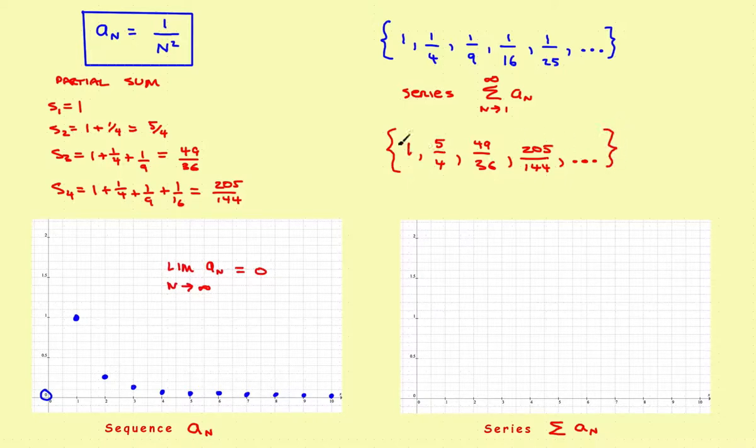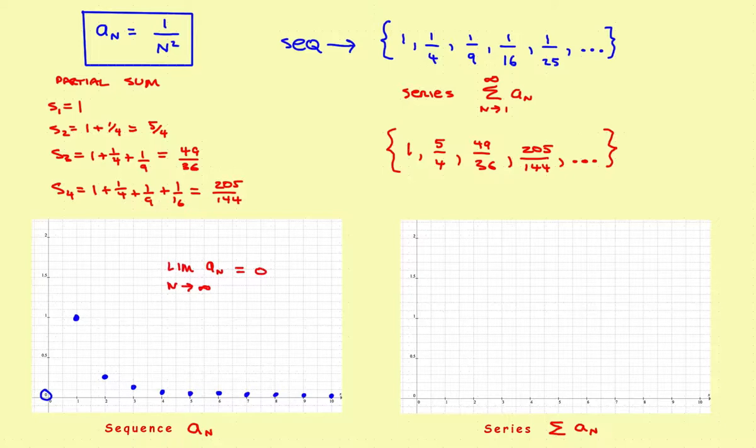So this is the series. If the blue numbers up here are the sequence, then these red numbers are the series. We might put a little note right here as a reminder: this is the sequence, and this one is the series.